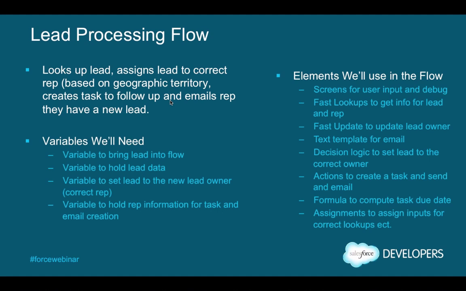So, variables we'll need. We need a variable to bring the lead into the flow. A good best practice to use with flow is to work with IDs. IDs are great ways to get Salesforce data out of various objects. In this case, we're going to use the lead ID to kick off the flow. We need a variable to hold all of the lead data. So we look up with the lead ID, and then we want a container that holds all the relevant fields we need to make the flow work. In this case, we'll use an S-object variable.